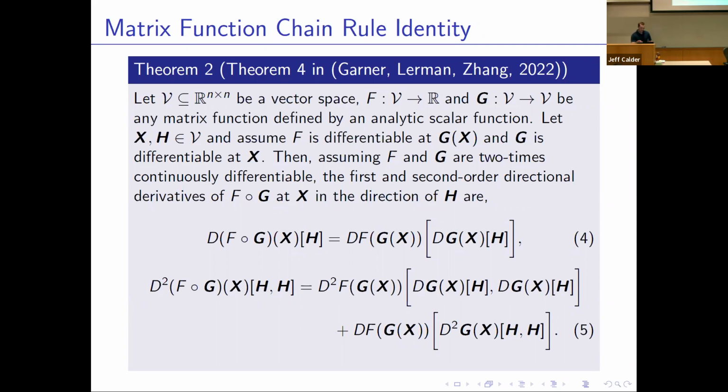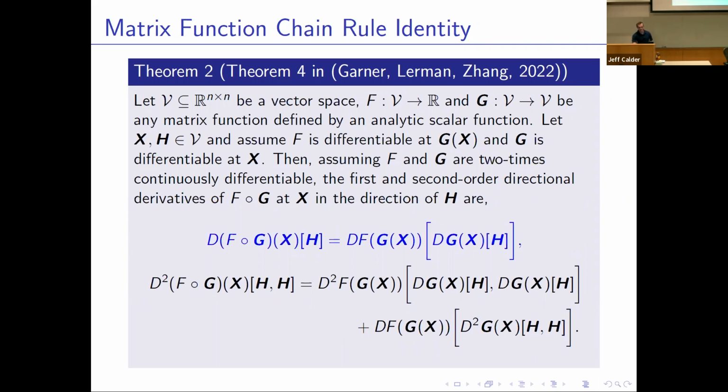In these two results here, 4 is a classical result that you can find in lots of places. The second chain rule identity is useful for us for actually calculating the derivatives in our unconstrained problem. This was one that we actually needed to prove, because I couldn't find it anywhere in the literature, for dealing with G being a matrix function that is generated by an analytic scalar function.